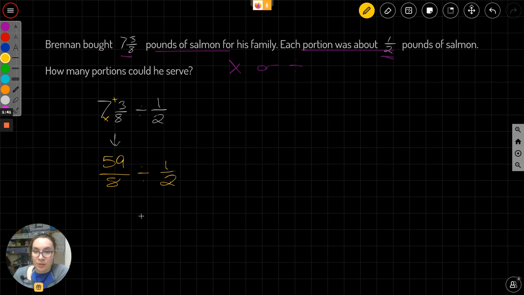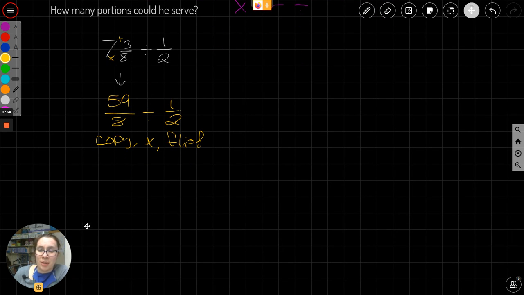Now, we are going to go copy X flip for division. Copy X flip. No change there. Just because we're doing a word problem, just because we had to change it into an improper fraction, does not mean we're no longer copy X flip. We are still doing the copy X flip.